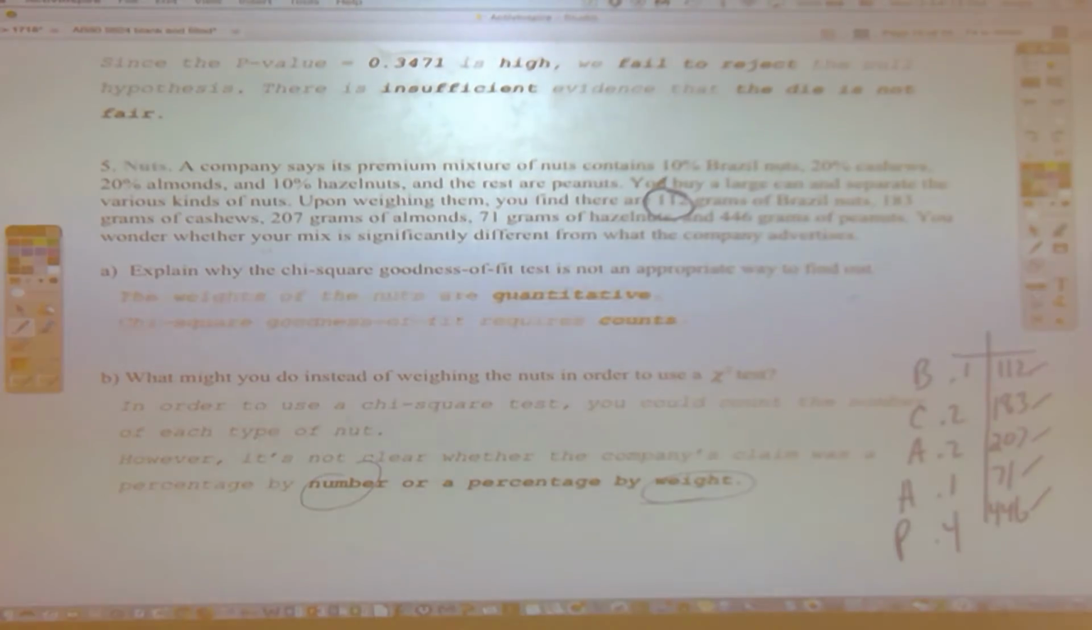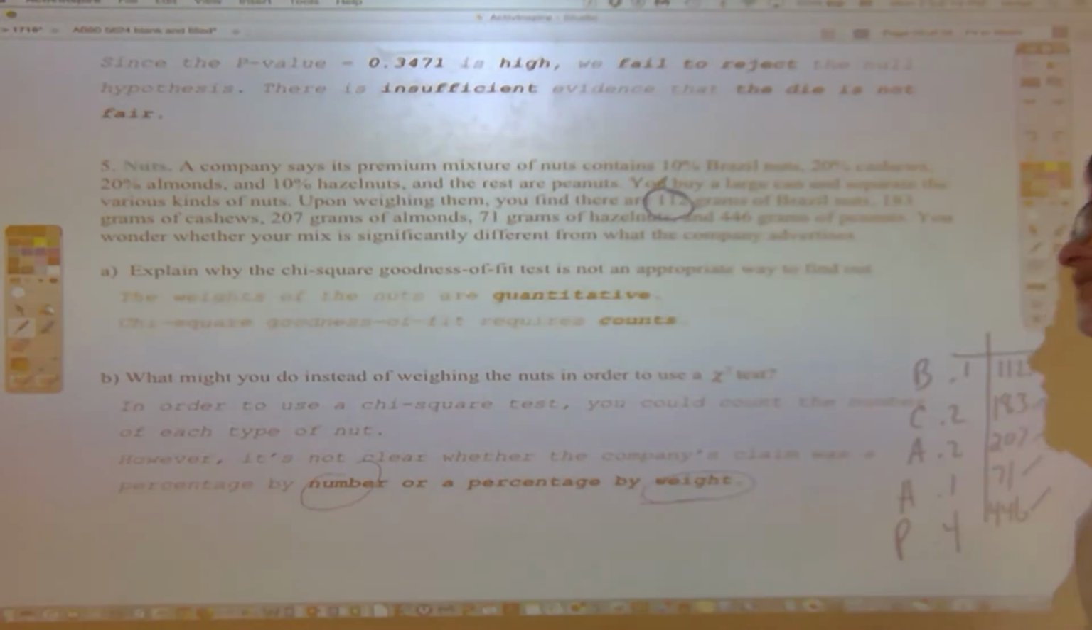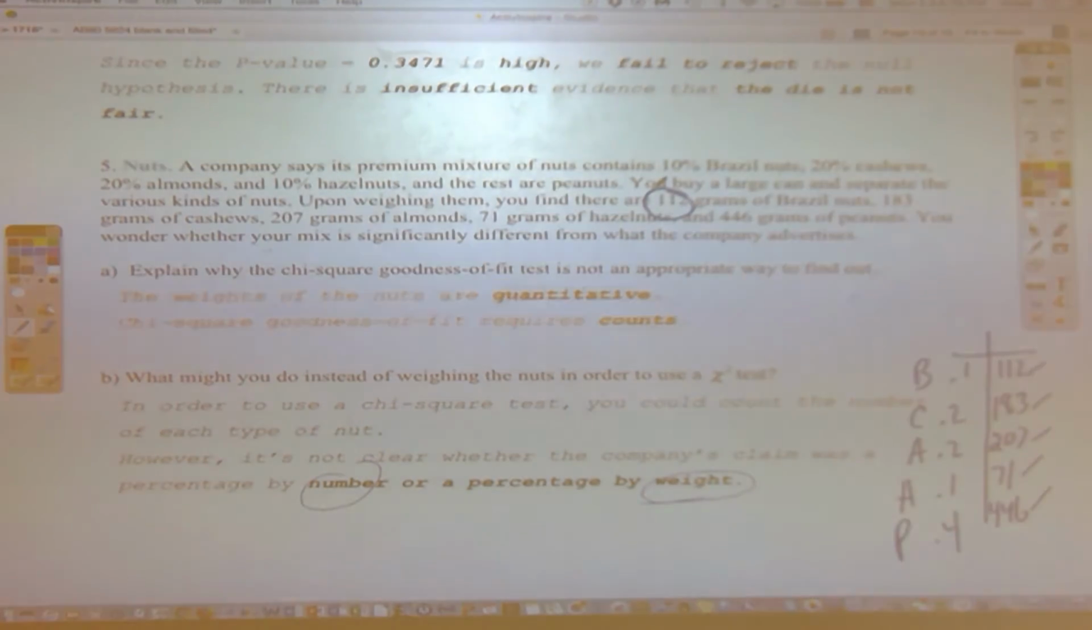In order to use a chi-square test, you could count the number of each type of nut. However, it's not clear whether the company's claim was a percentage by number or a percentage by weight. Who knows? They didn't tell us, so we're stuck.